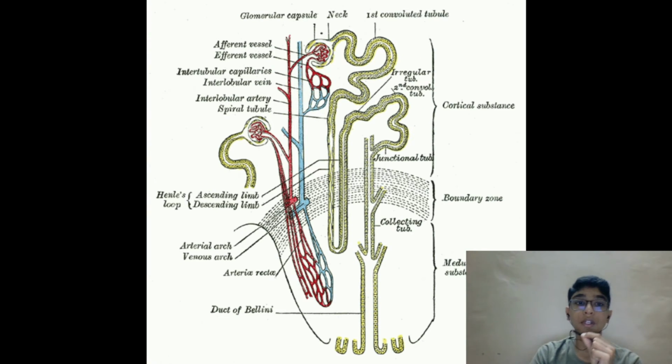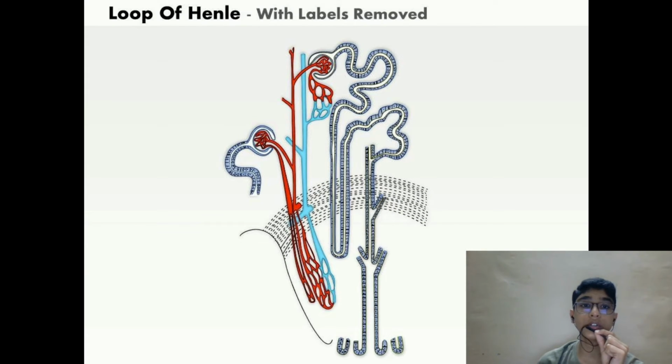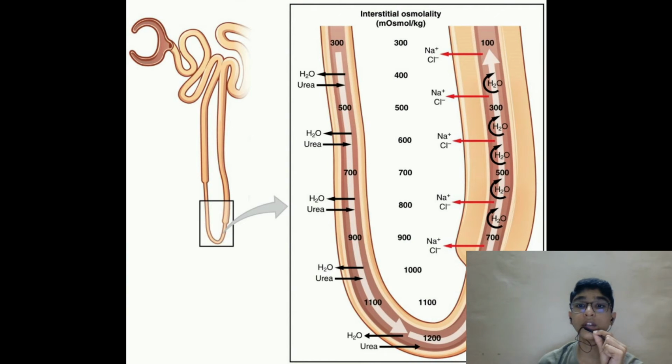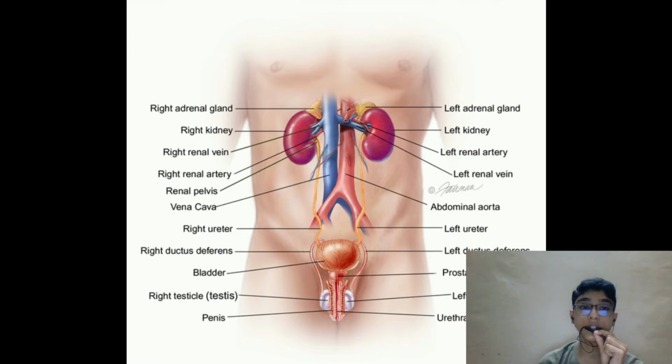Loop of Henle. The next part of the tubule is the loop of Henle, which has an ascending and a descending limb. The ascending limb continues as the distal convoluted tubule. The distal convoluted tubules of many nephrons open into the collecting duct.